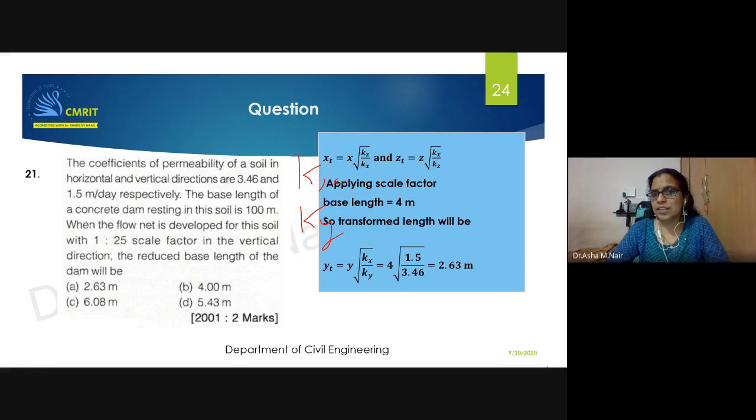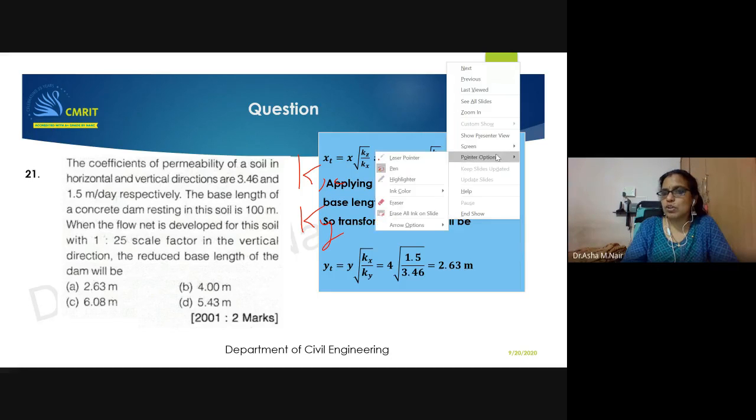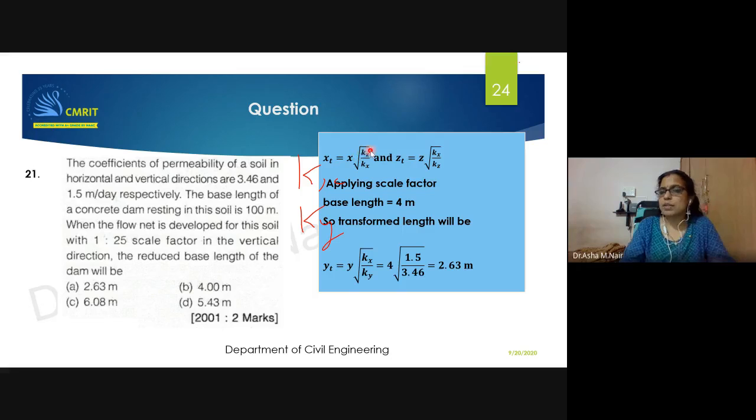X of t is equal to x into square root of kz by kx. So if I want to transform in the x direction, x should be multiplied by the square root of the other direction's permeability to the same direction's permeability. So for the scale factor for this x, what should I do? I should multiply with kz and then divide by kx. Similarly, x of z is equal to the depth into square root of kx by kz.